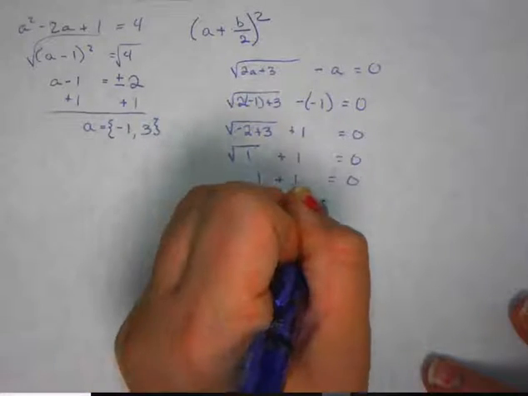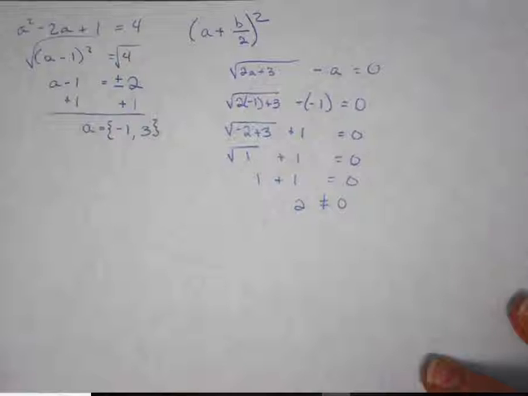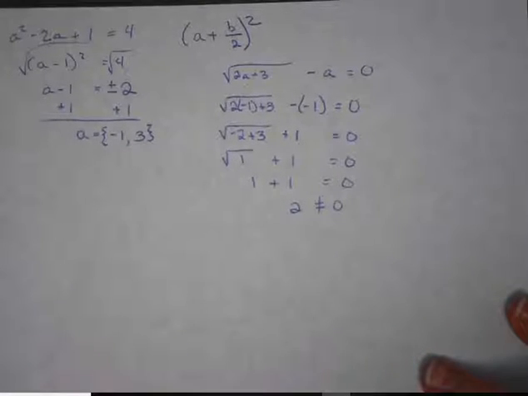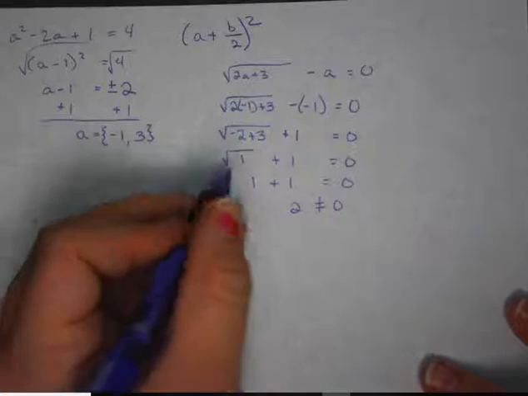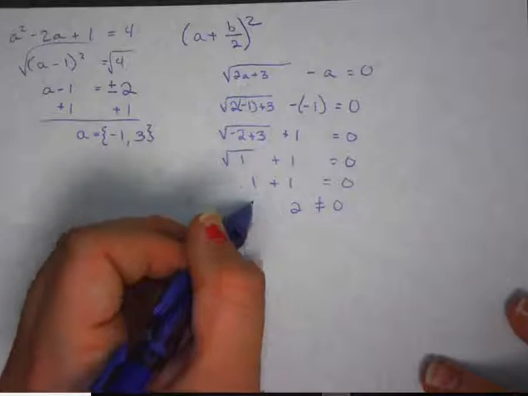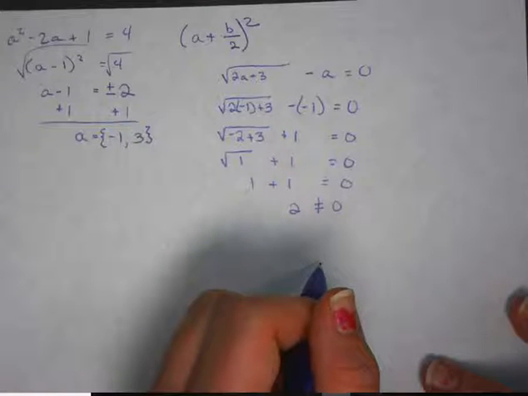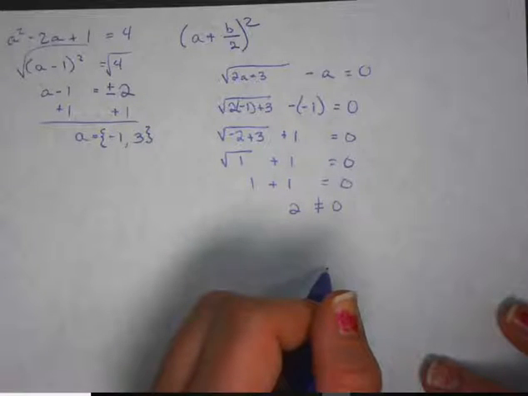And 2 does not equal 0. So it looks like negative 1 may very well be an extraneous solution. And we'll check this in the calculator. It is possible that because the square root of 1 is plus or minus 1, we can call this a solution as well. So we'll double check the calculator and see what the calculator tells us as well.